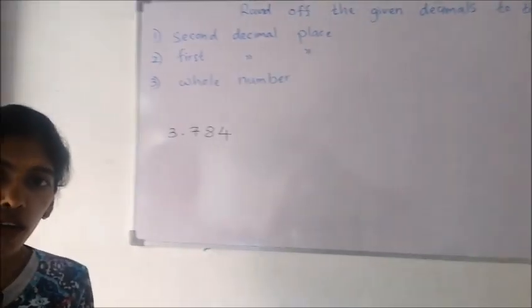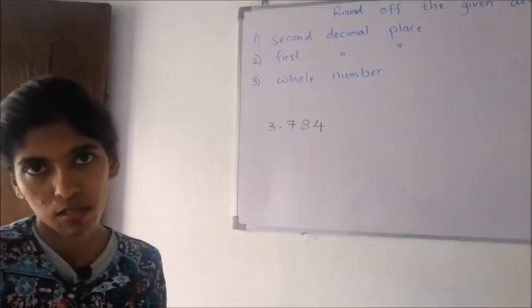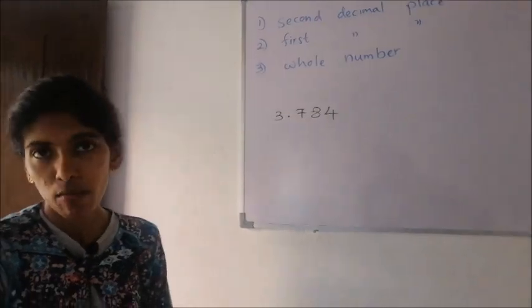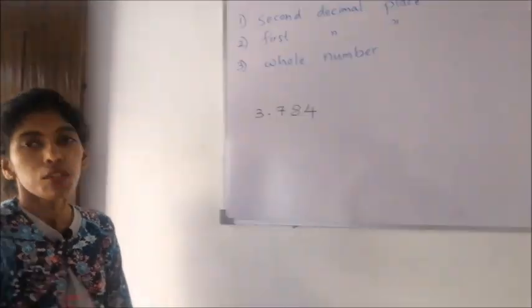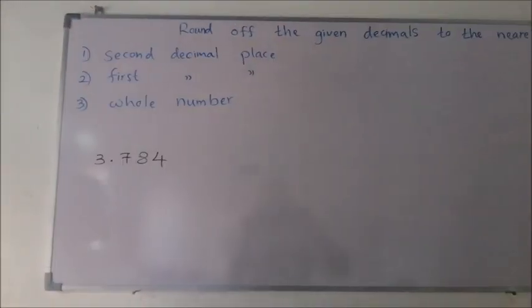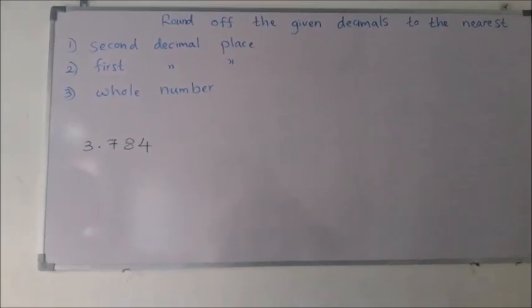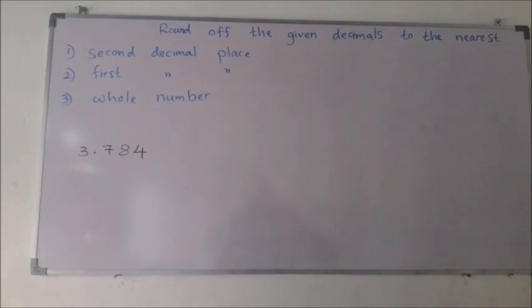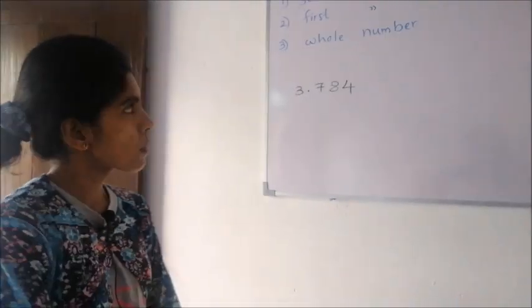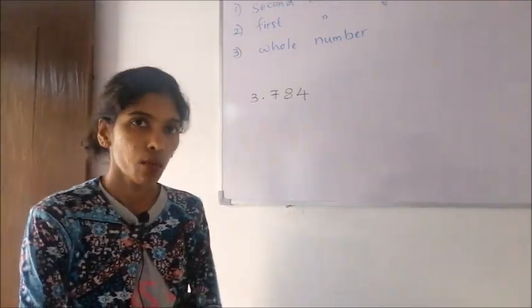Now children, we are going to round off decimal numbers, right? When you round off decimal numbers, you can round off them to the nearest whole number, or else to the nearest first decimal place, second decimal place, third decimal place. Likewise, there can be questions, okay? From an example we will go, okay?